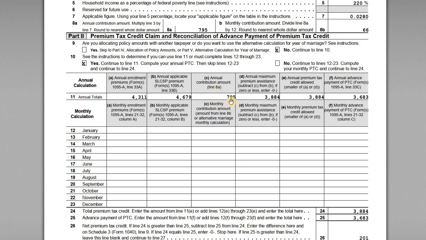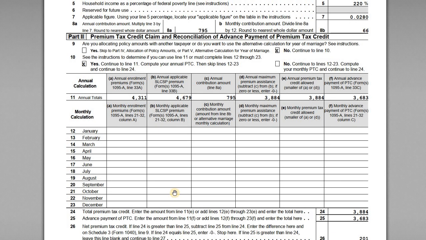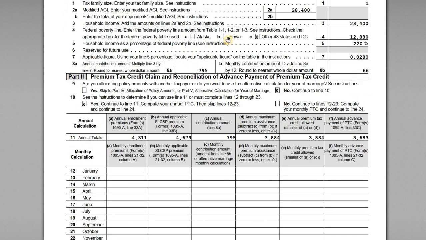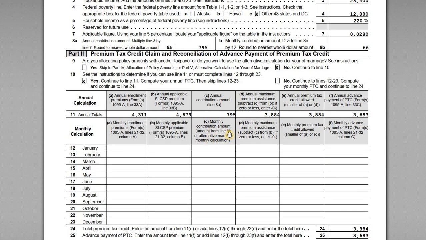So column C, line 11 is $795. But if you weren't able to use line 11 because you had varying amounts for the monthly enrollment premiums, or if you entered the plan mid-year, so you weren't enrolled all 12 months, then you would take the $66 number and enter it into each of these sections down here for the months that you had the plan. Okay, so that's Part 1.